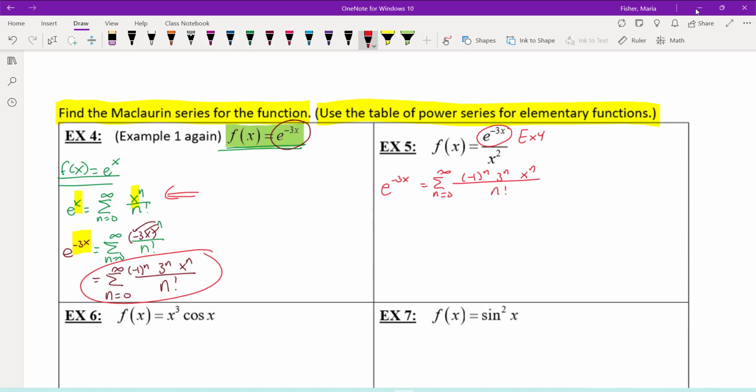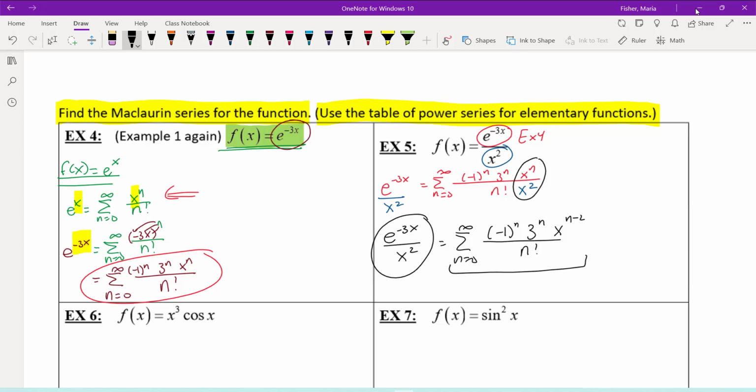But that's not what I want. I want e to the negative 3x divided by x squared. Notice that that is just a power of x. So if I'm dividing this guy by x squared, I'm dividing in here by x squared. So the only thing that I am left to do here is combine those two. So if I have x to the n divided by x squared, when the base is the same and you're dividing, you just subtract your exponents. That becomes negative 1 to the n times 3 to the n times x to the n minus 2 all over n factorial. This is the power series that mimics this function.